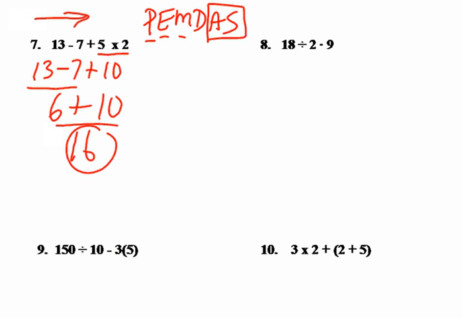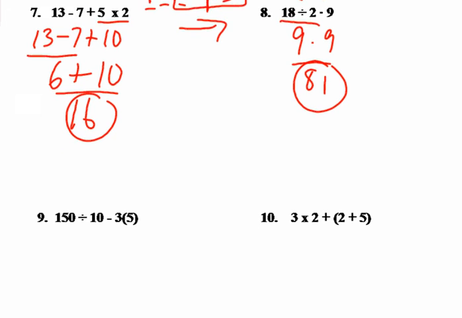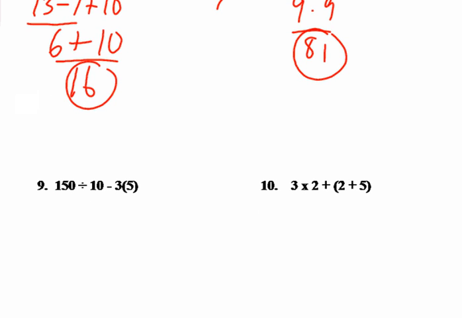In the next one, we have a choice of division and multiplication. Again, those are equals, so read it left to right. We'll do this first. That would be 9, and then 9 times 9 is 81. Now we finally have some, well, I take that back. On number 9, we do have parentheses, but there's nothing to do inside of the parentheses. This is just 3 times 5.